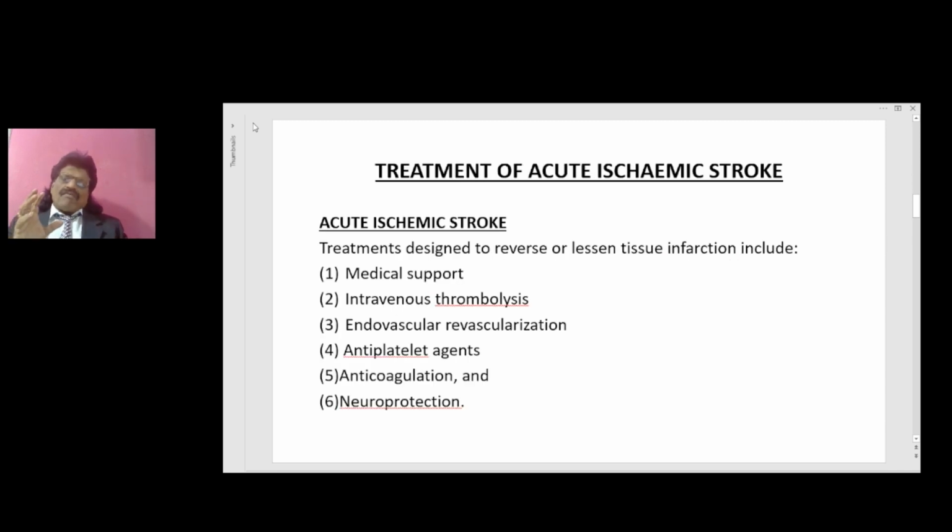The treatment of acute ischemic stroke. Treatments designed to reverse or lessen tissue infarction include: 1. Medical support, 2. Intravenous thrombolysis, 3. Endovascular revascularization, 4. Antiplatelet agents, 5. Anticoagulation, 6. Neuroprotection. So we shall see one by one. First is medical support.